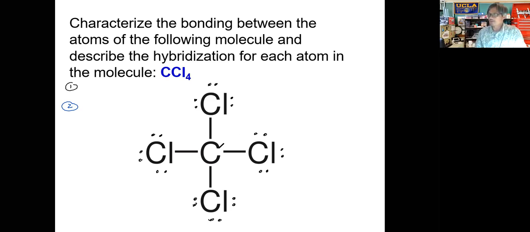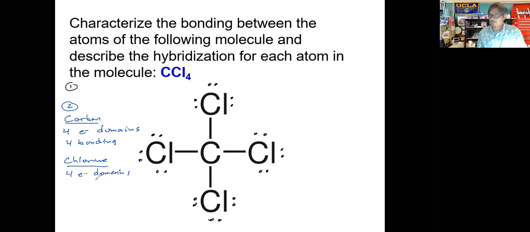If you take a look at the carbon atom, we have 4 electron domains total, and of those 4, all 4 of them are bonding domains. Let's take a look at the chlorine. The chlorine also has 4 electron domains.